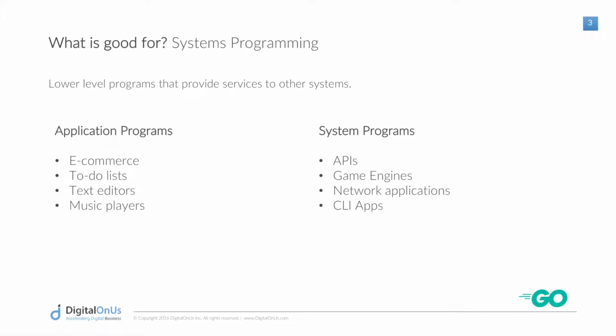For those with experience in building web or mobile applications, I know that sounds a little different than usual, but here is a quick comparison. Programs that provide services directly to humans are called application programs. These allow regular end users, most times without any technical background, to perform common tasks. Examples of these types of programs include e-commerce, to-do list apps, text editors, and music players. Programs that provide services to other programs are called system programs. Examples include APIs, game engines, network applications, and command line applications like Terraform or Vault.